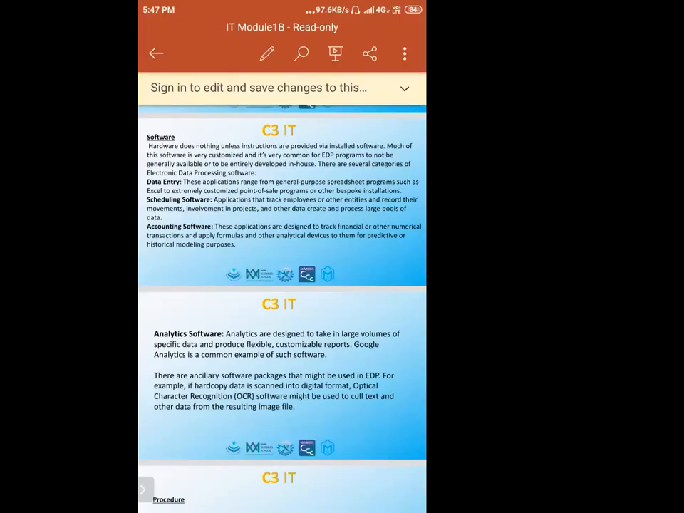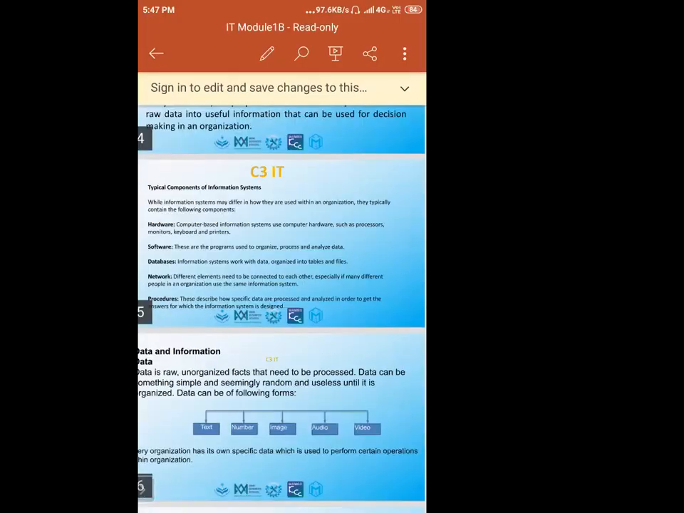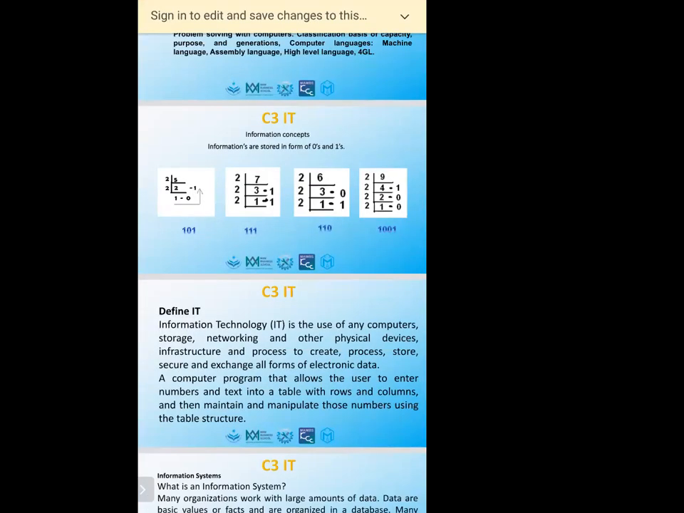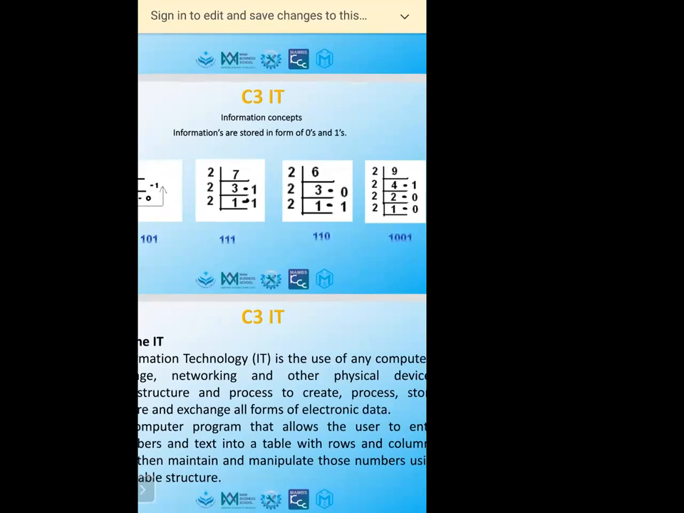So this PowerPoint presentation has many things. First we studied the information concept: how we are entering zeros and ones, how the computer is accepting the zeros and ones, and how the system is converting them to the human number system. I'm just recapping the main points of this PowerPoint presentation.